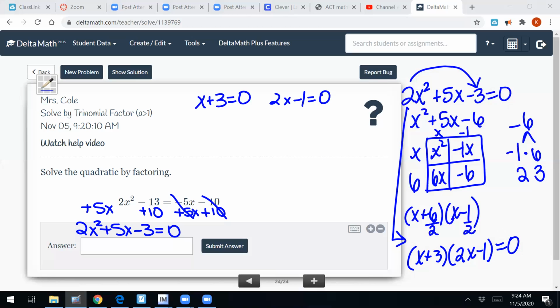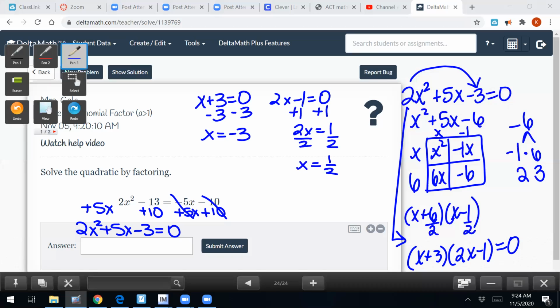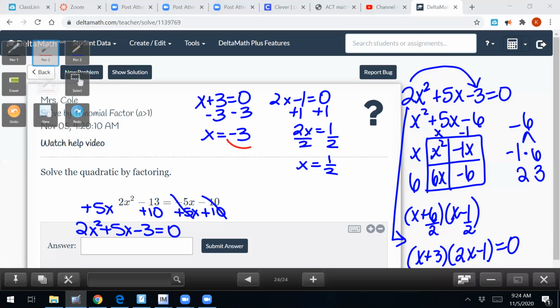So you subtract the 3. X equals negative 3. Add the 1. 2x equals 1. Divide by 2. X equals 1/2. So what you're going to enter is negative 3 and 1/2.